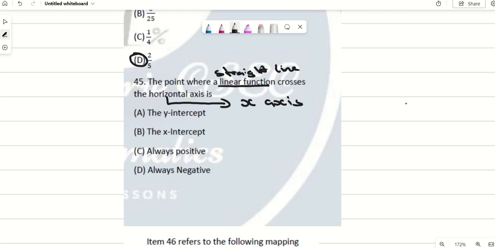So the point at where a straight line crosses the x-axis is what is known as your, is not C. It is not always negative and it is not always positive. So C and D is out of it, right? Right, so this question is basically telling you what at the point at which a straight line crosses your x-axis would be B, your x-intercept. This is where your line crosses your x-axis. Your y-axis would be where the line crosses your y-axis.